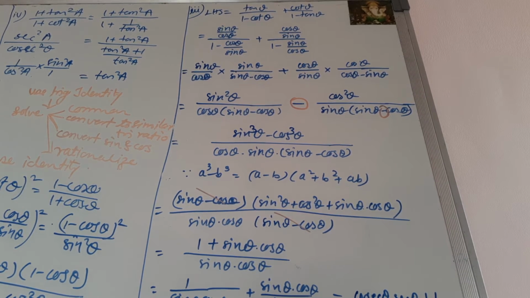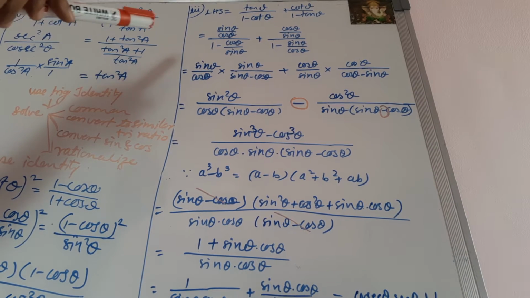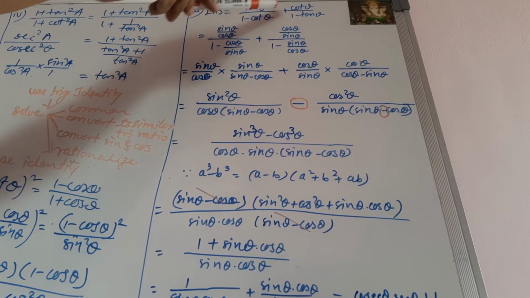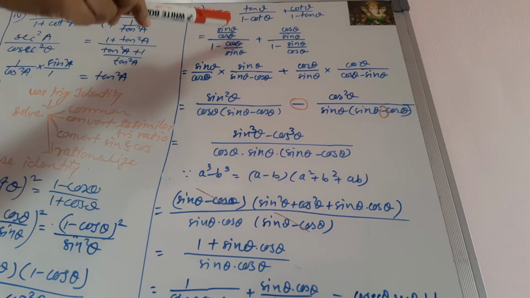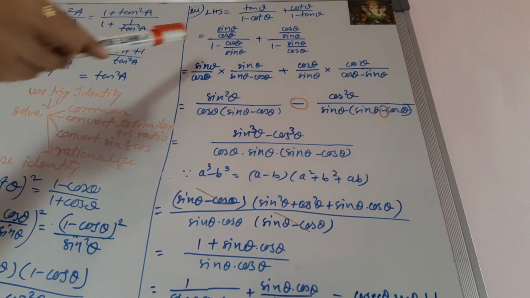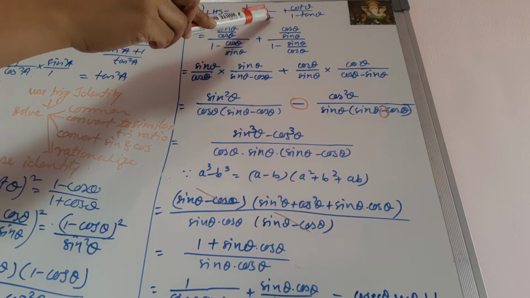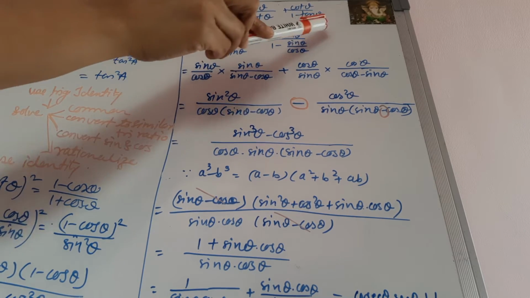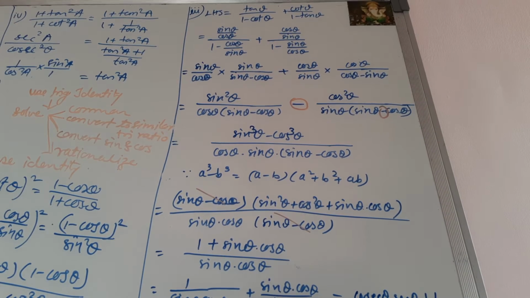Now in the third question, again we have solved the left hand side. Here we can see that it will be easy if we convert the tan and cot in terms of sine and cos. So tan means sine divided by cos and cot means cos divided by sine. Everywhere we kept the values like this.